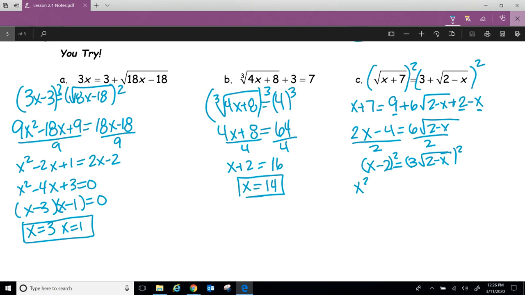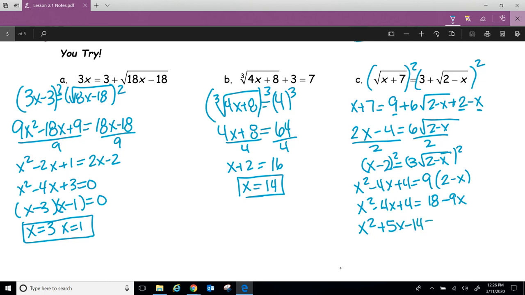And I've got x squared, negative 2x, negative 2x would be negative 4x. Negative 2 squared is 4. 3 squared is 9. The square root times this, or the square root squared, the square root will go away. x squared minus 4x plus 4. 9 times 2 is 18, and then negative 9x. This time, nothing can be canceled out of both sides, so we're going to move forward. Got x squared. I'm going to bring the 9 minus 4 would make it 5x. And then 4 minus 18 would be negative 14.